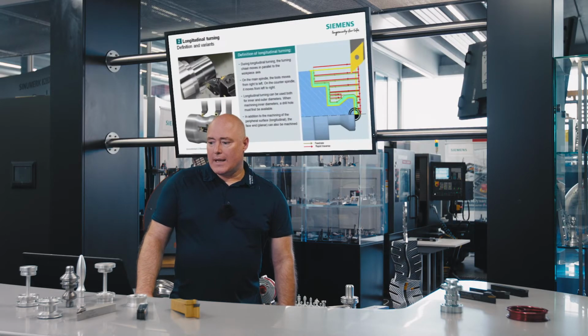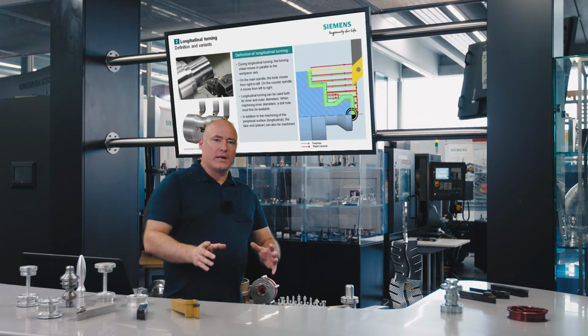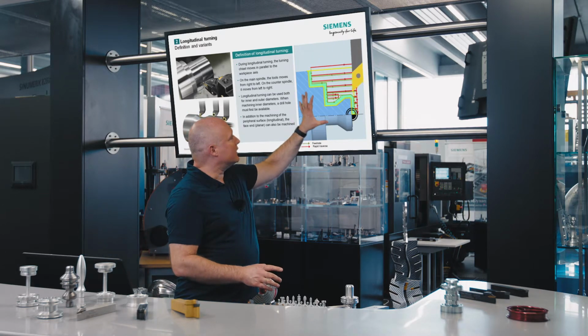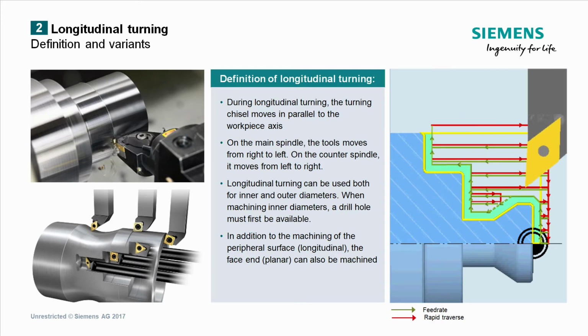Now let's turn to longitudinal turning. During longitudinal turning, the turning tool moves parallel to the workpiece axis, as you can see here in the animation. Not only can the cylinder surface be machined, but the cylinder end can also be faced. Longitudinal turning can be used for both outer and inner diameters. Before machining inner diameters, a hole first has to be drilled.